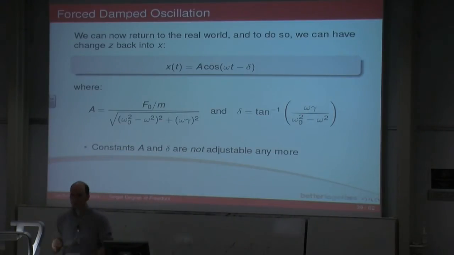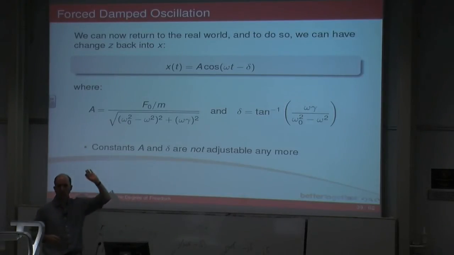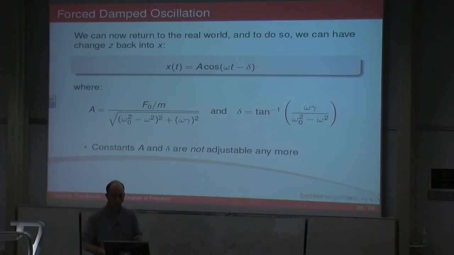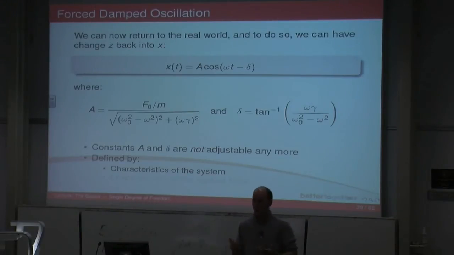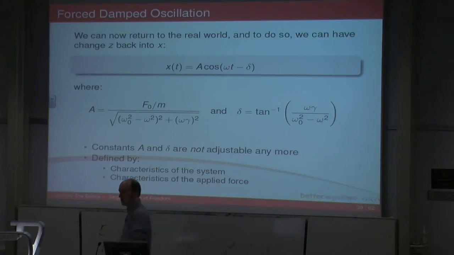This time, A and delta, we looked in previous cases where these were adjustable. You could choose whatever you want. Here they're completely not adjustable. They are defined explicitly by these two equations. You cannot adjust them. They're defined by characteristics of the system, so things like omega naught, so k and m. And they're defined by characteristics of the applied force, F naught, and the frequency at which I'm applying that force. So that's how we define A and delta, and so we know the whole solution to this system.